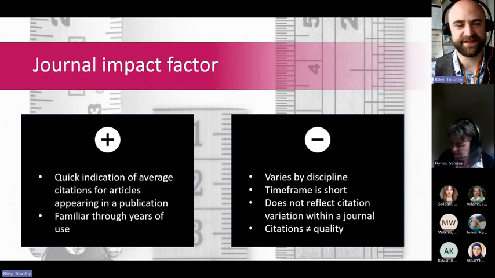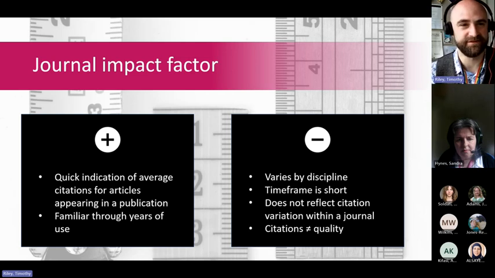Again, what are the pluses and minuses when we look at journal impact factors? So again, on the positives, it's a fairly quick and easy indication of the average number of citations for articles appearing in a publication. So it's going to give you a very rough idea of whether the articles there are likely to get highly cited or not.